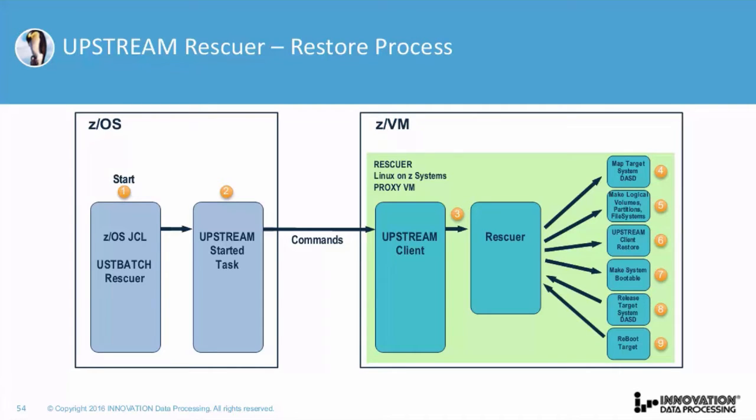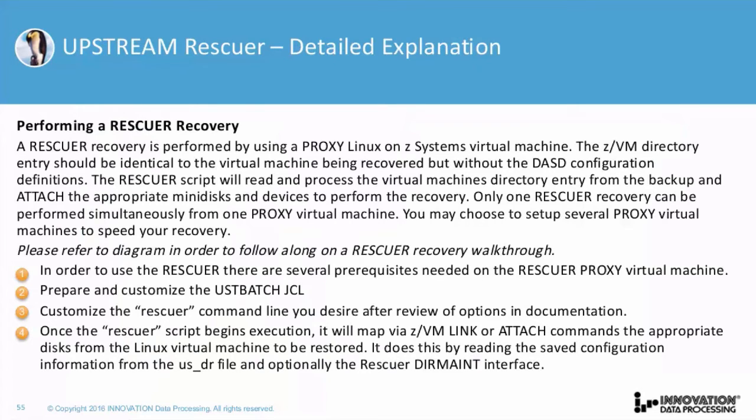In step 9, the rescued target z/VM virtual machine is ready to be logged on via whatever your standard methods are. The script does not actually perform this step since there are many methods by which you might accomplish this. In step 10, the rescuer script ends and the upstream client returns the status of the script execution to the initiating UST batch job. And the UST batch job ends in step 11 with an appropriate z/OS return code indicating the final status of the script execution. You can now log on your rescued Linux virtual machine. Success. Recovery. And that's the detail of what I just went through.